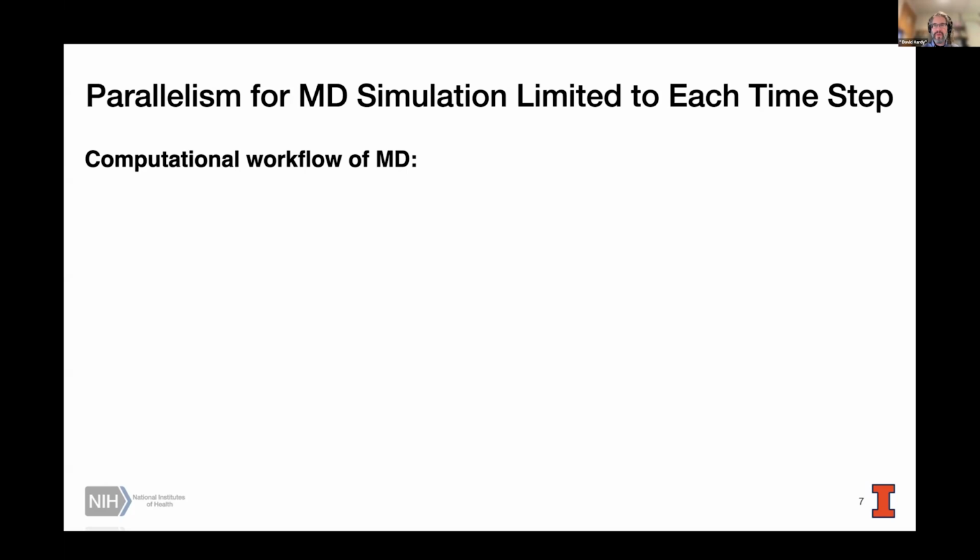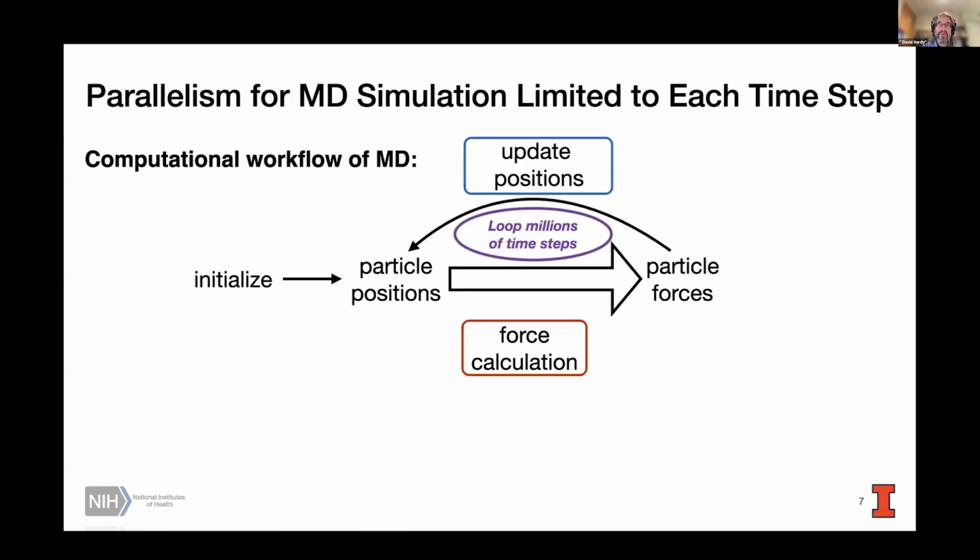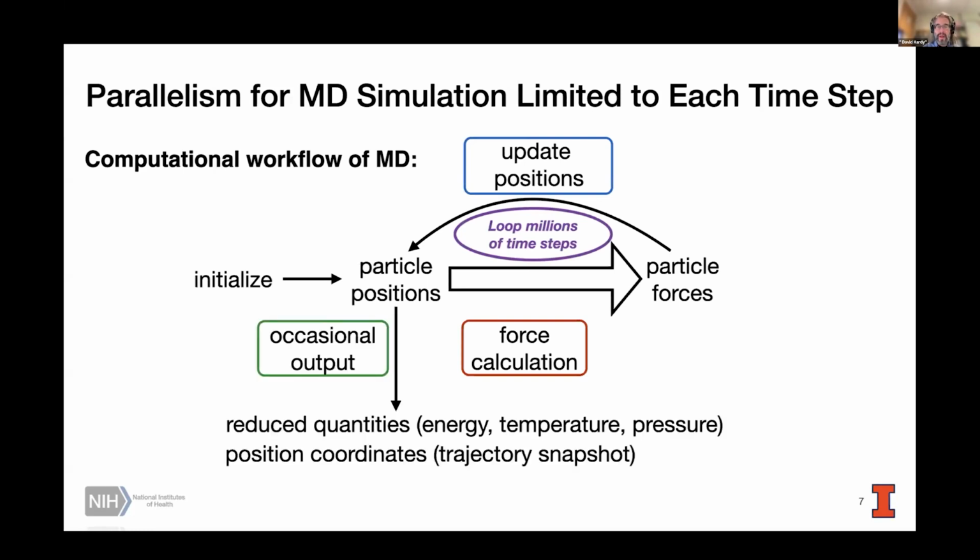So, unfortunately, the parallelism for MD simulation is limited to what we can do within each time step, because we have to calculate these time steps sequentially. And so the workflow looks like, we take particle positions and we calculate the forces between the particles and use those forces to update the positions. And we're looping this process for millions of time steps. And occasionally we're going to output reduced quantities like energy, temperature, and pressure that track the quality of the simulation, whether things are good, or whether the simulation has blown up and we need to stop everything.